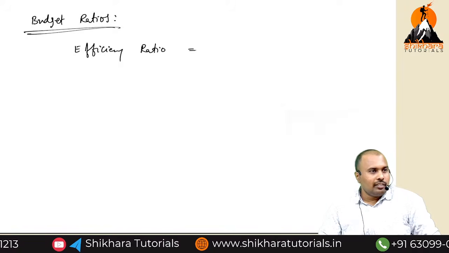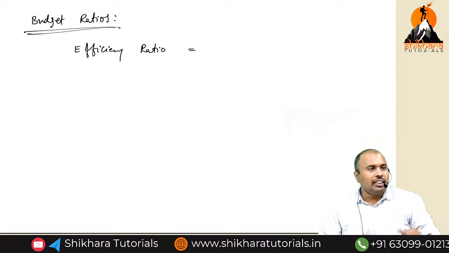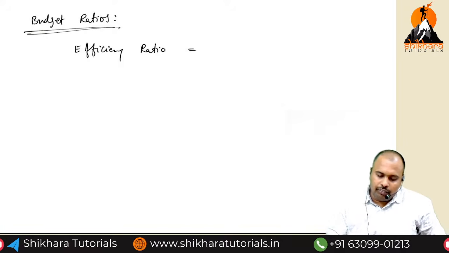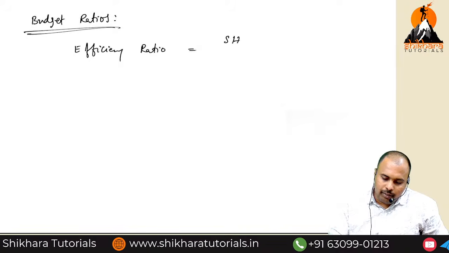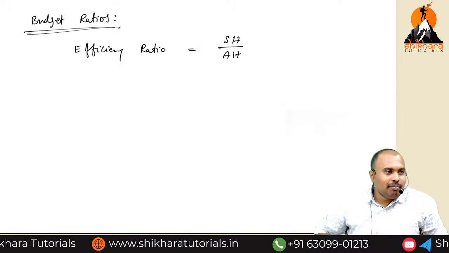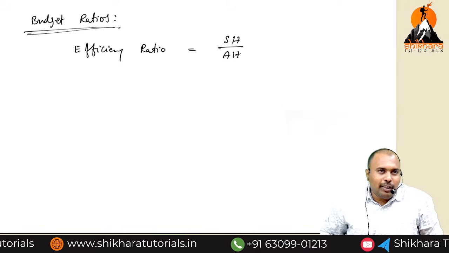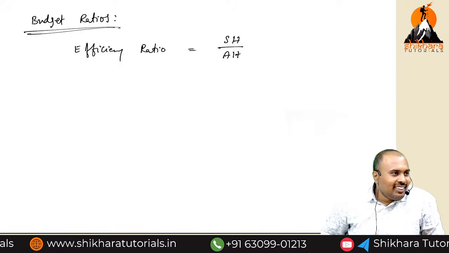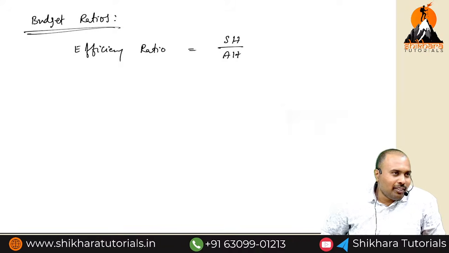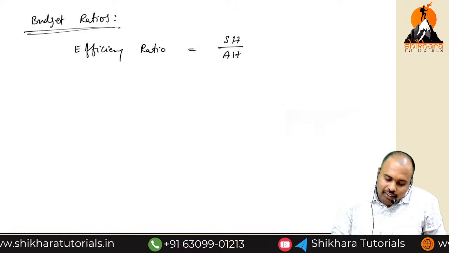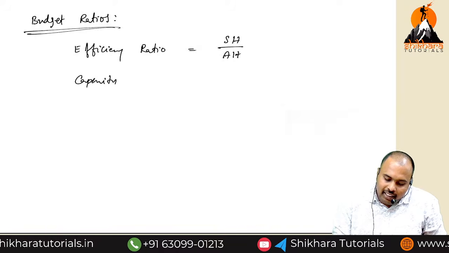Fixed overhead variance is low. What is efficiency variance? Standard minus actual. Standard hours minus actual hours. But in minus, I'm not keeping the sign; instead I'm keeping the division in between. That is the efficiency ratio formula. Clear? SH by AH.